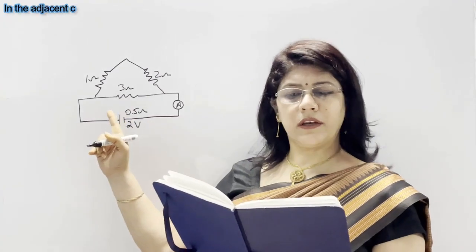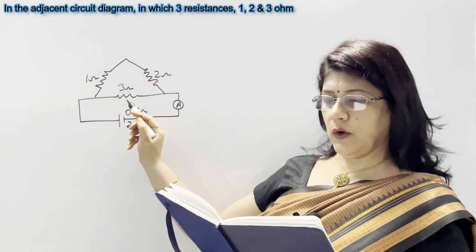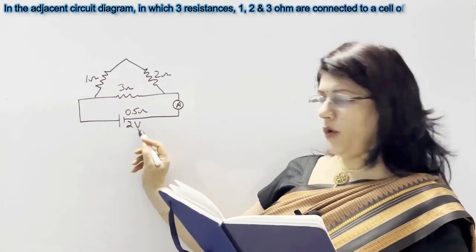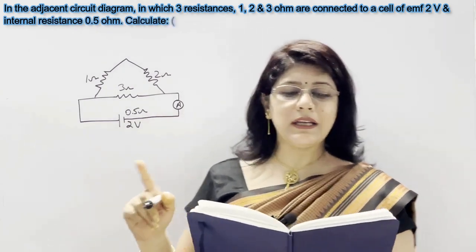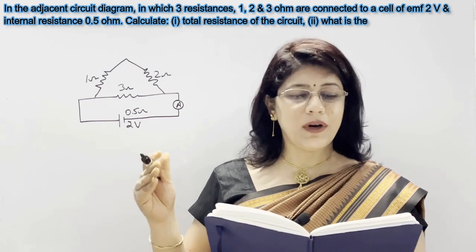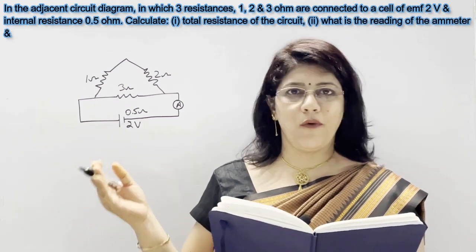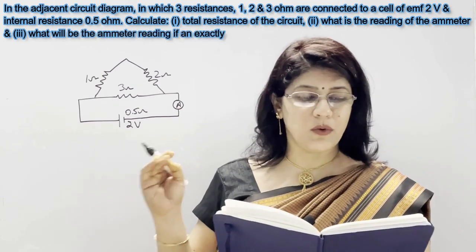In the adjacent circuit diagram, 3 resistances of 1 ohm, 2 ohm and 3 ohm are connected to a cell of EMF 2 volt and internal resistance 0.5 ohm. First part is to calculate the total resistance of the circuit. We can easily calculate. Second, what is the reading of the ammeter? It means the value of current in the circuit. And third is why we have selected this question.